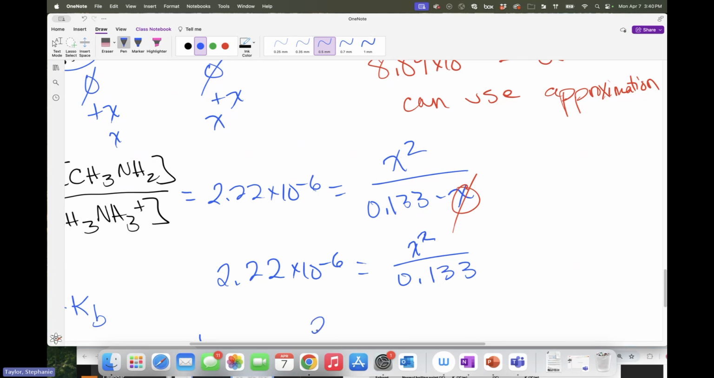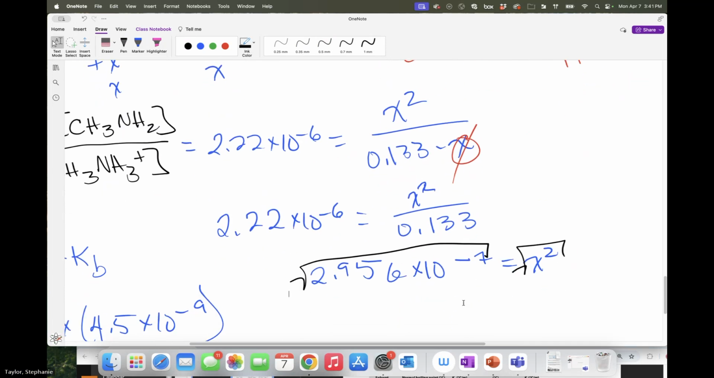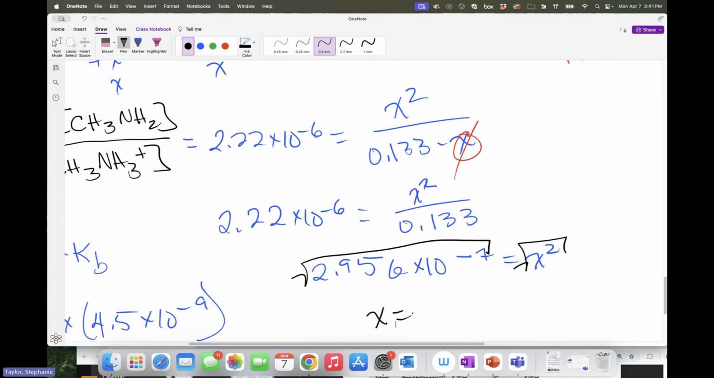So this is 2.956 times 10 to the negative 7 is equal to x squared. Don't randomly drop your exponents, y'all. I need those. And then we square root both sides. So then I get x is equal to 5.44 times 10 to the negative 4th.